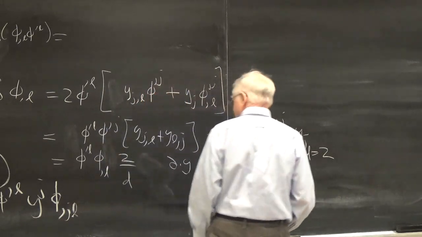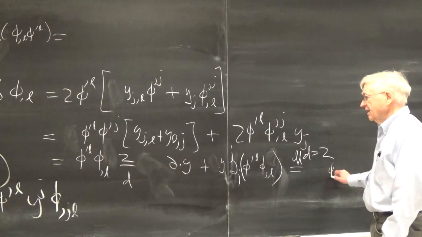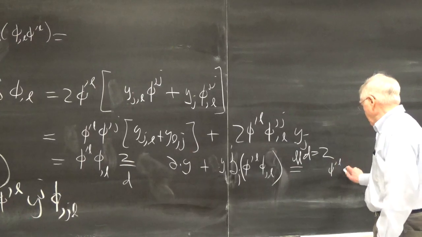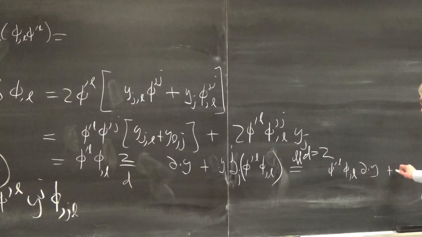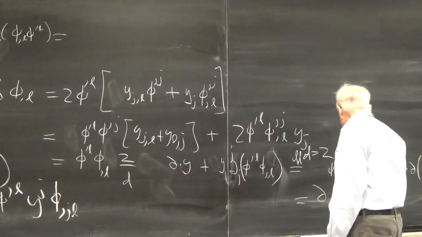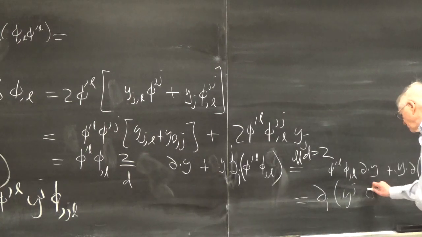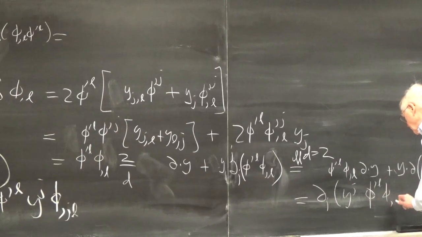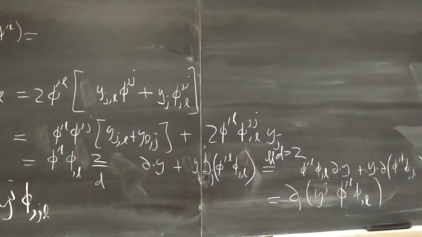Okay, so if D is 2, then this is simply phi comma L, phi comma L, del dot Y plus Y dot del effectively on phi comma L, phi comma L. And so this is D, dj of yj of phi comma L, phi comma L. And so it's a total divergence, but only in 2 dimensions.